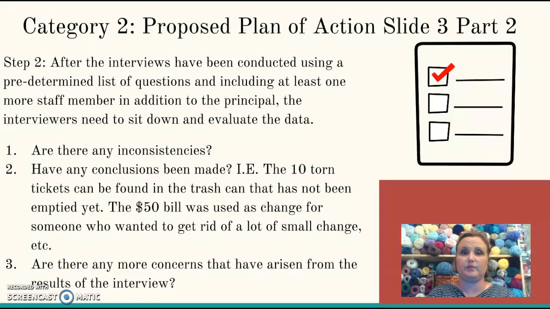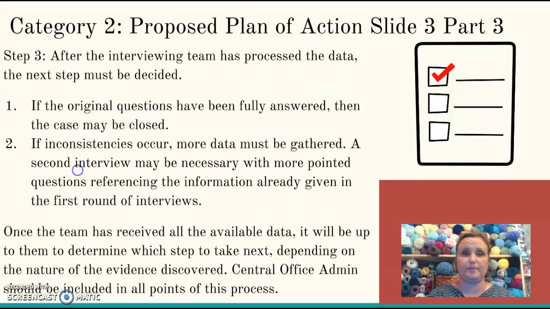Or maybe they were able to see, oh, there's a $100 bill in the gatekeeper's box. The $50 bill must have been used as change. Are there any other concerns that have arisen as a result of the interview? If there are any inconsistencies or any concerns that have arisen, then more information needs to be gathered. So after they've interviewed the gatekeepers once and then processed the information, this is when the interviewing team needs to chart a plan of action.